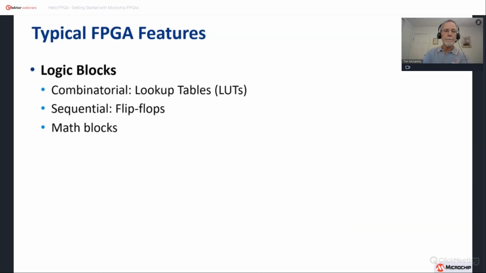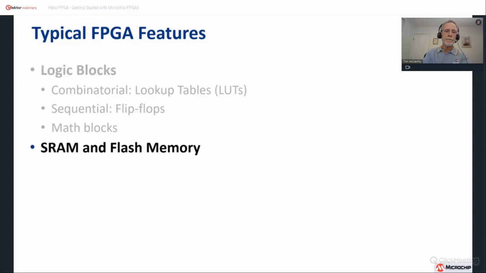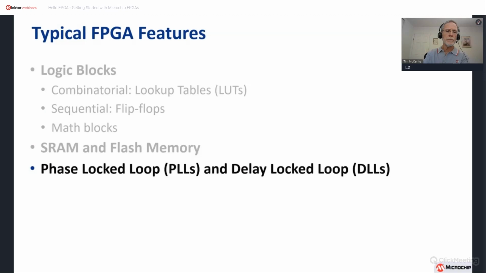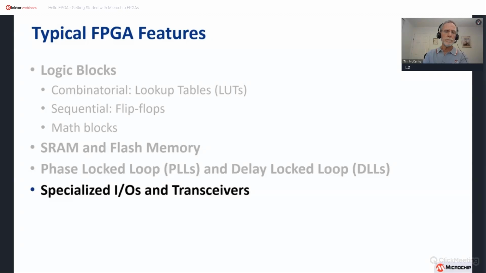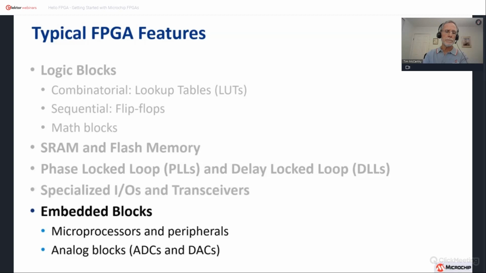In addition to LUTs and flip-flops, modern FPGAs often contain math blocks for implementing digital signal processing designs such as FIR filters, SRAM and flash memory blocks, phase lock loops or PLLs and delay lock loops or DLLs for clock frequency synthesis and phase correction, and specialized I/O supporting high-speed I/O standards and high-speed transceivers. Some FPGAs include embedded blocks such as microprocessors and peripherals, or analog blocks such as analog to digital and digital to analog converters.